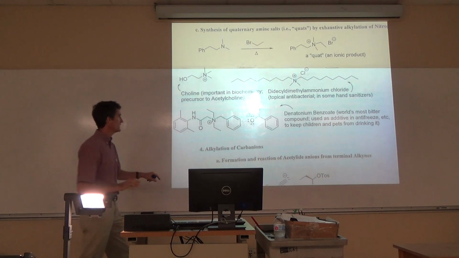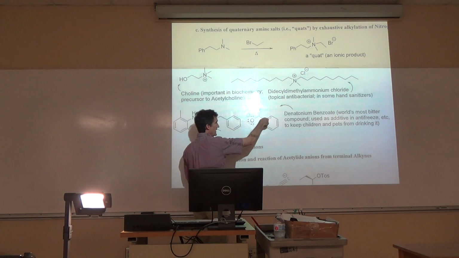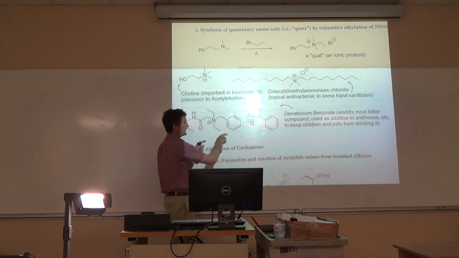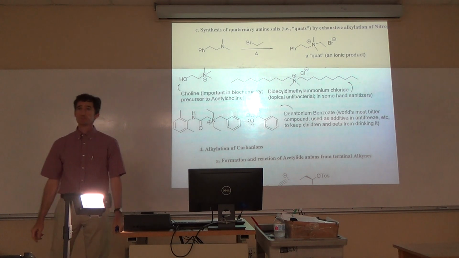How about this one down here? What is this? It's a quat. What's the anion? Not a halide, but it's this benzoate, organic anion. But it's a salt, right? Plus and minus, ion pair. All right. It's called denatonium benzoate. It's known as the world's most bitter compound.